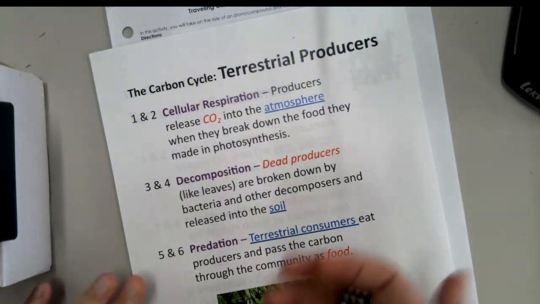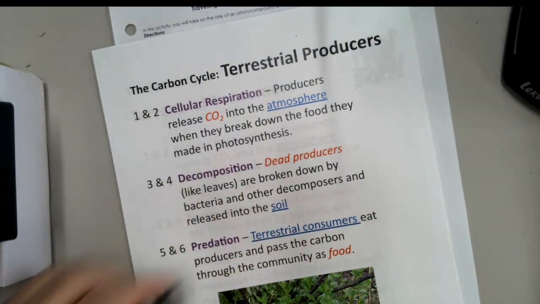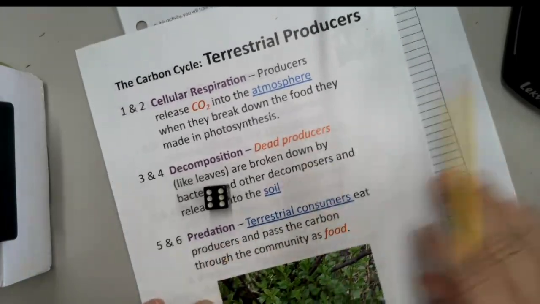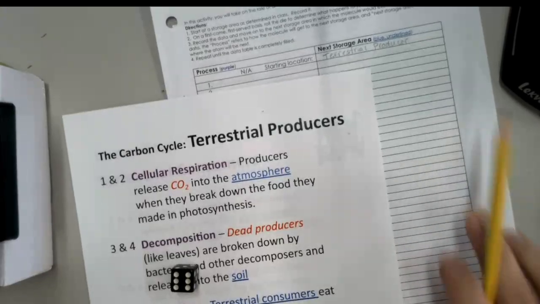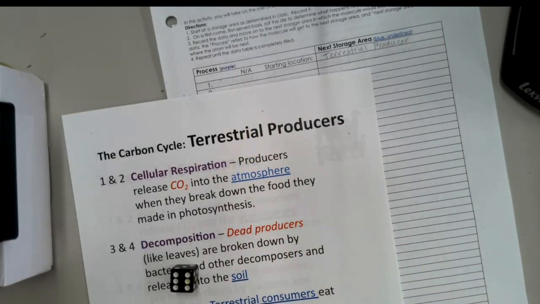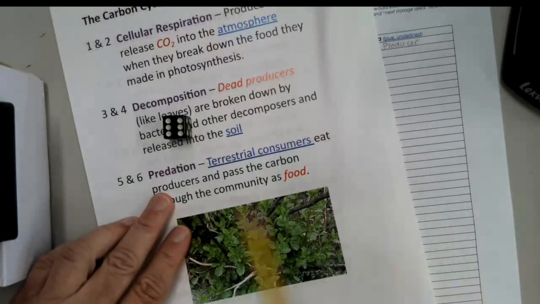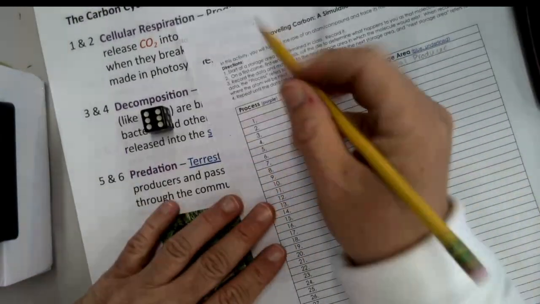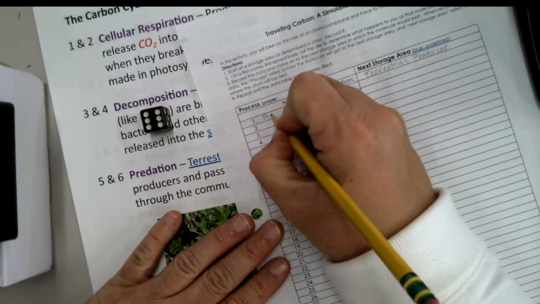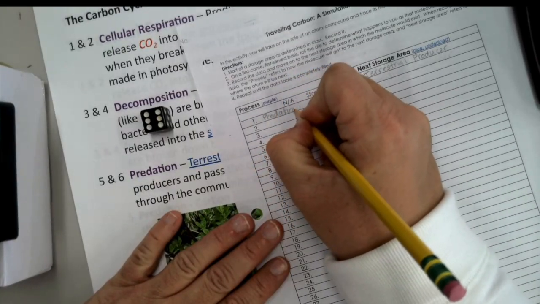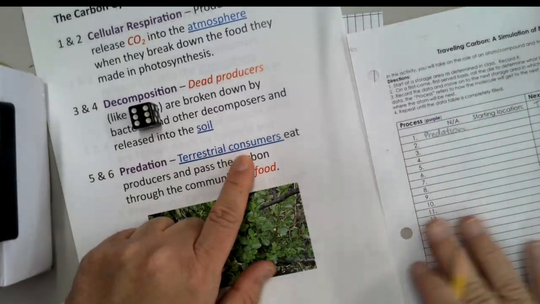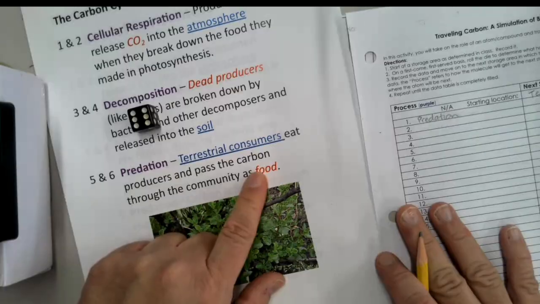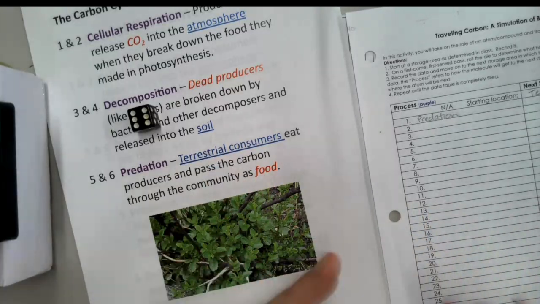Now that I've recorded the starting location, I'm going to roll the die. I rolled a 6. So on my paper, I'm going to write the process that carbon is going to move to a different storage area. You can identify this on the lab because it will be written in purple and bolded. So rolling a 5 or a 6 results in predation. I'll write that in the box. It says terrestrial consumers eat producers and pass carbon through the community as food. So predation is just eating.